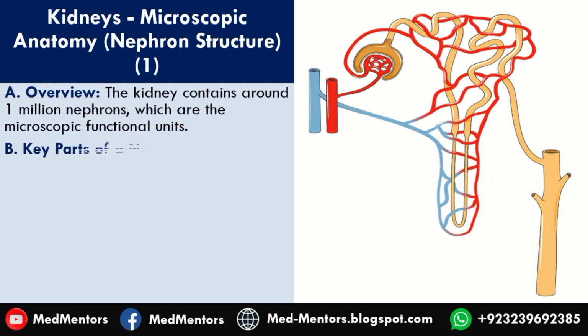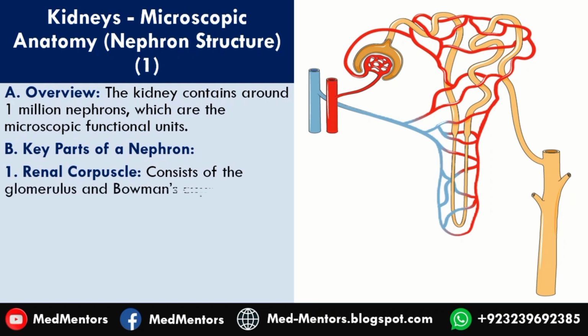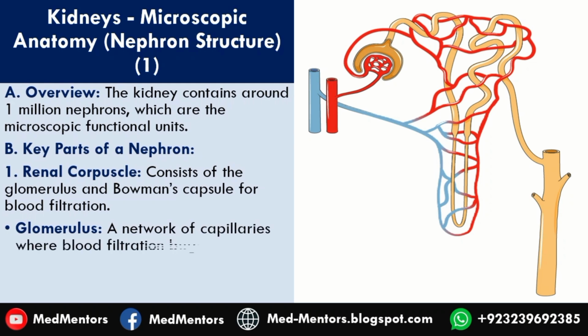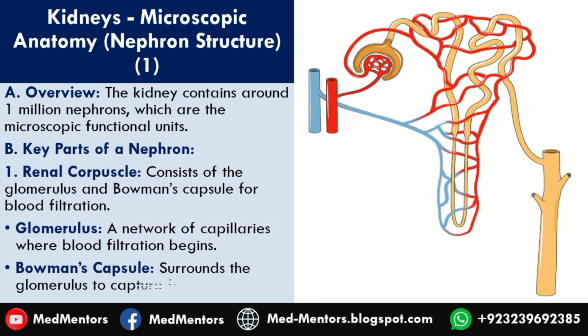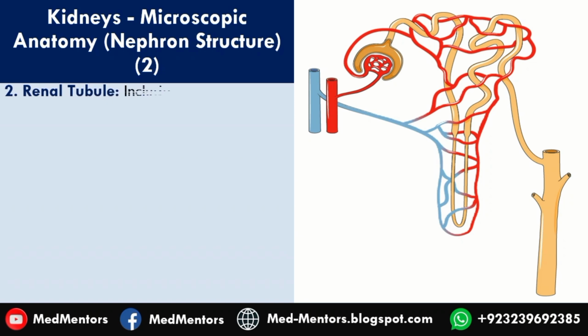Key parts of a nephron. Number one, renal corpuscle. This includes the glomerulus and Bowman's capsule, where blood filtration begins. Glomerulus, a network of capillaries where the initial filtration of blood occurs. And Bowman's capsule surrounds the glomerulus and captures the filtered fluid. Next, we have renal tubule.